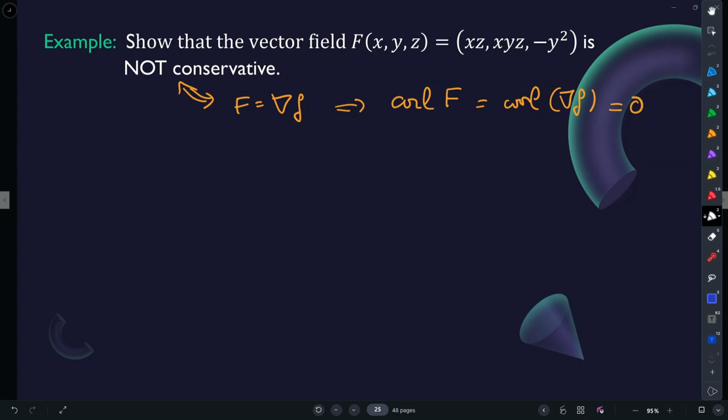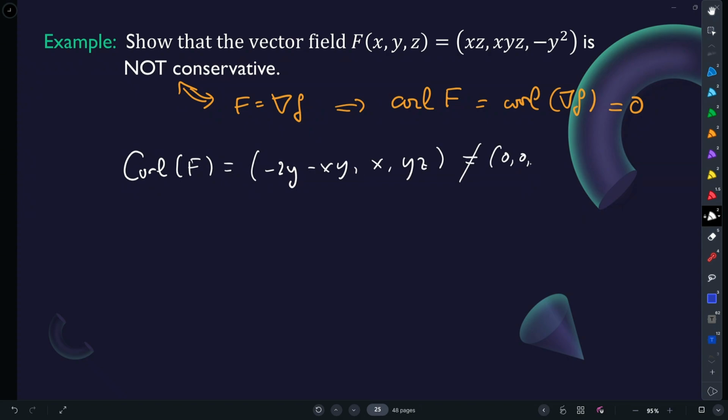Okay? So in this case, we have just computed that the curl of f is something like minus 2y minus xy i plus xj plus yzk. It is not the 0 vector. That says that f is not conservative. Okay? That's the vector field we just computed the curl of. So computing a curl is one way to check whether something is conservative or not.